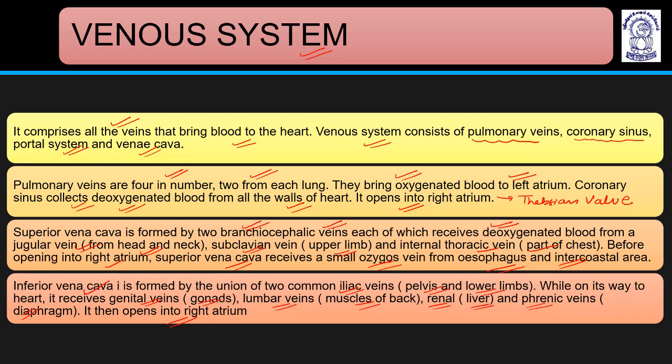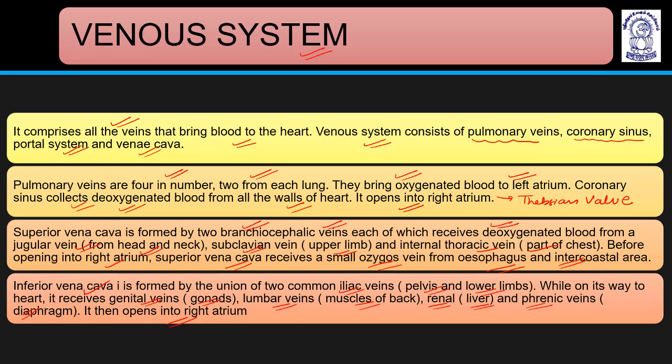So the superior vena cava is formed by two brachiocephalic veins, which receive deoxygenated blood from the jugular vein from the head and neck, the subclavian vein from the upper limb, and the internal thoracic vein, which carries the deoxygenated blood from the part of the chest. Before opening into the right atrium, the superior vena cava receives a small azygous vein from the esophagus and intercostal area.